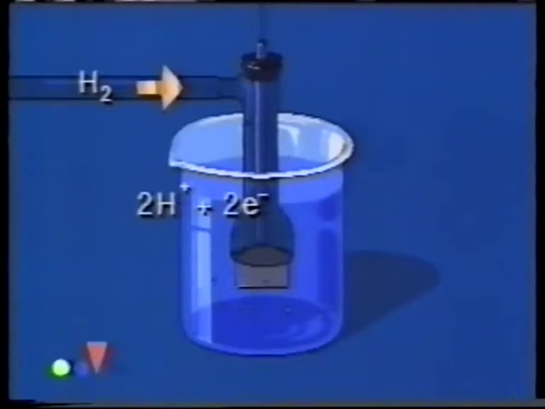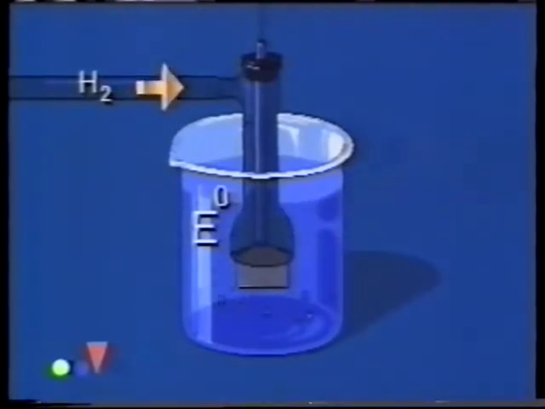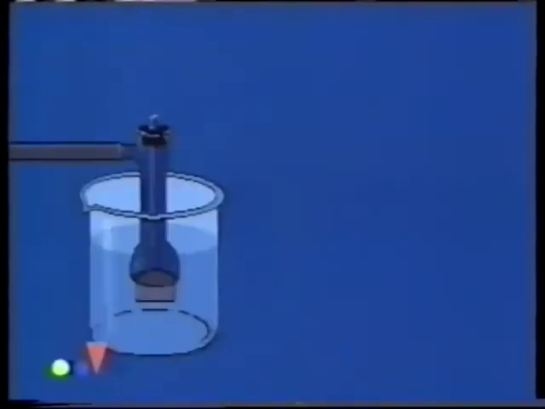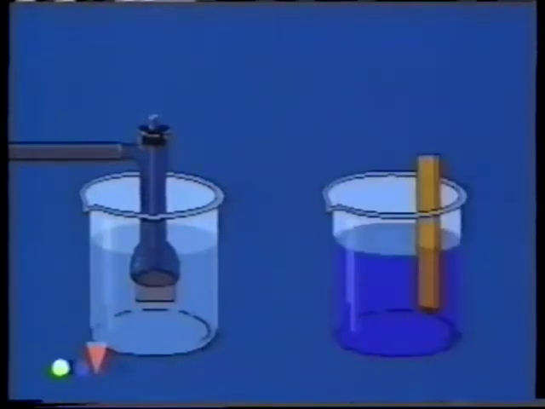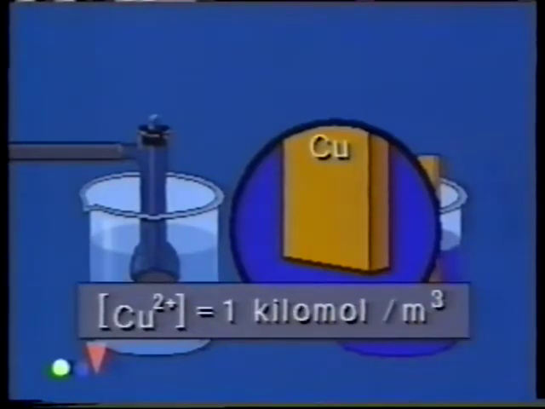At the electrode, hydrogen ions unite with electrons to form molecules of hydrogen. The tendency for an element to be reduced in this way is called its half-cell potential, represented like this. A half-cell potential of 0 volts is assigned to hydrogen, the standard. Remember that no reaction occurs in this half cell unless there is another half cell. Take, for example, one in which a copper electrode is immersed in a solution containing a standard concentration of copper ions.